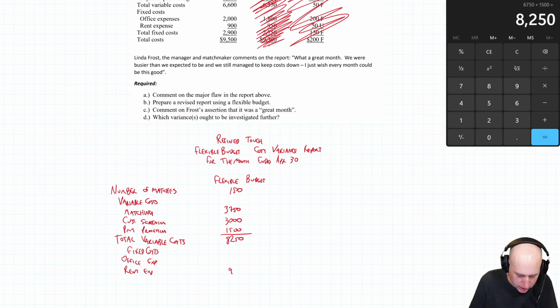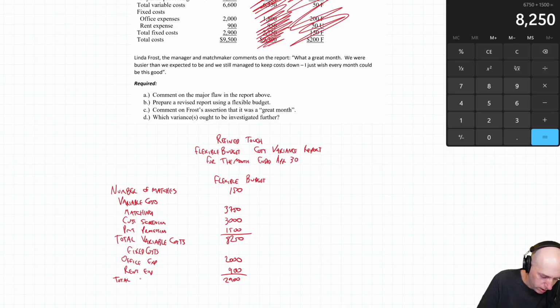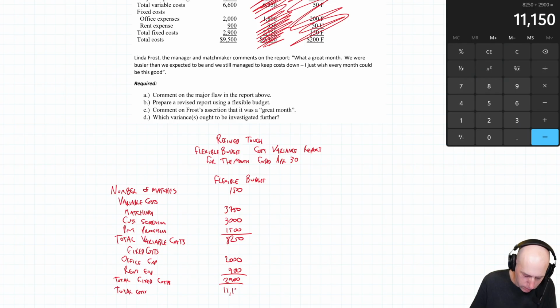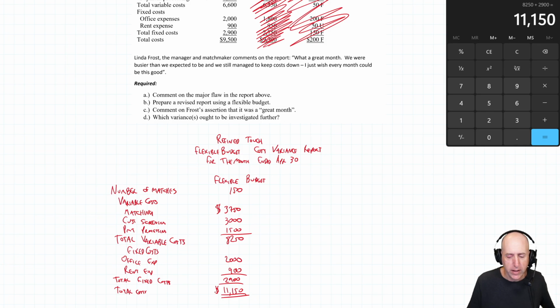So our rent is 900, doesn't matter how many matches I make. And our office cost, we would guess, is 2000, doesn't matter how many matches we make. So in total, 2900 is our total fixed cost. And therefore, our grand total, our total costs, are $8,250 plus $2,900, $11,150. Okay, so we've done our flexible budget.